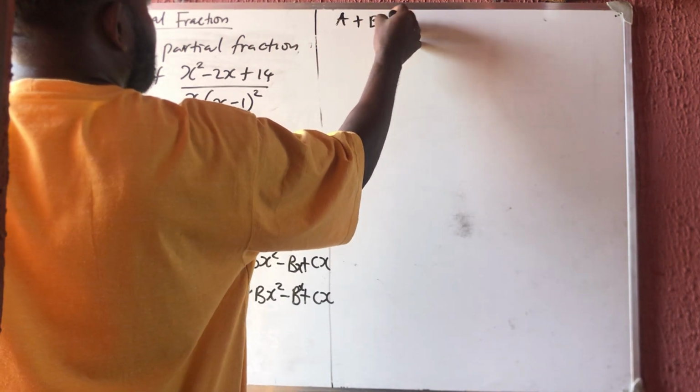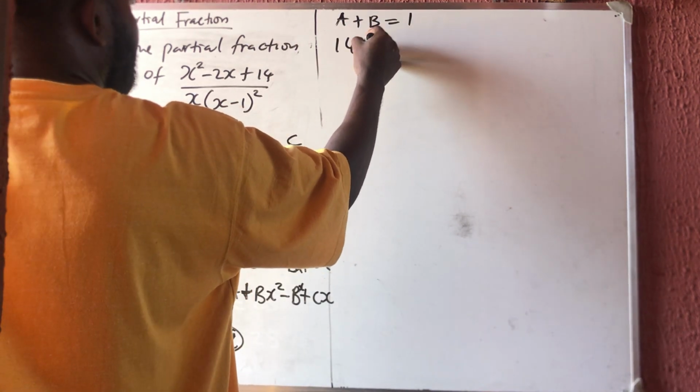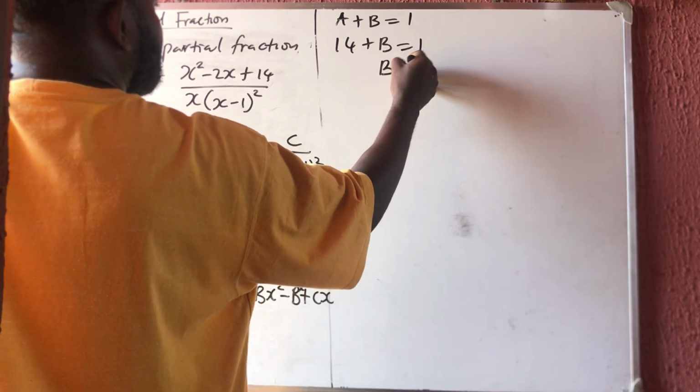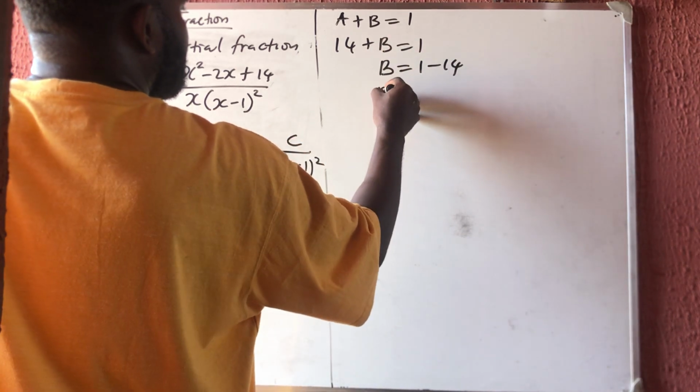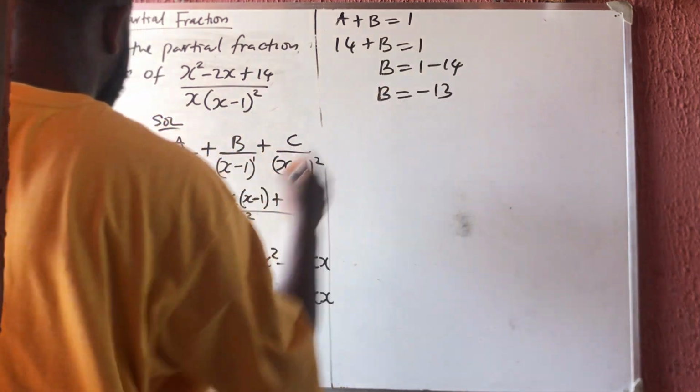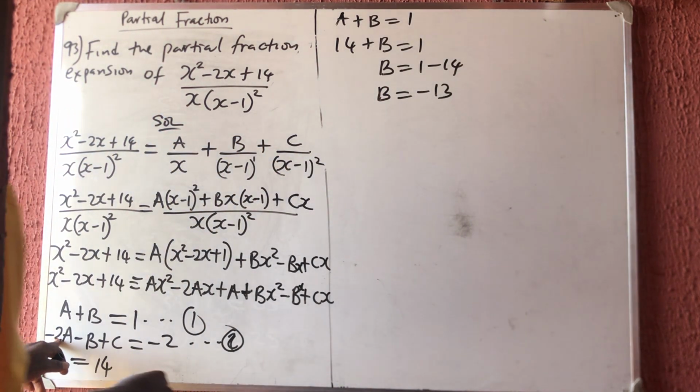a plus b is equal to 1. So therefore 14 plus b is equal to 1. So my b is equal to what? 1 minus 14. So b is equal to what? Minus 13. So to get my c, you substitute in equation 2.